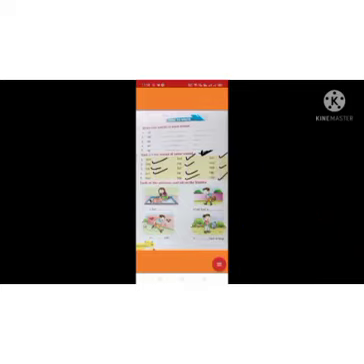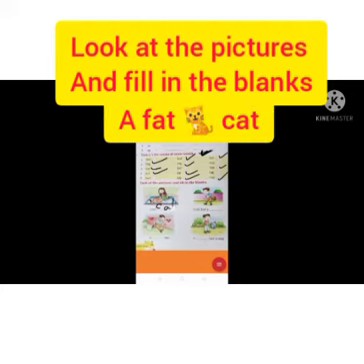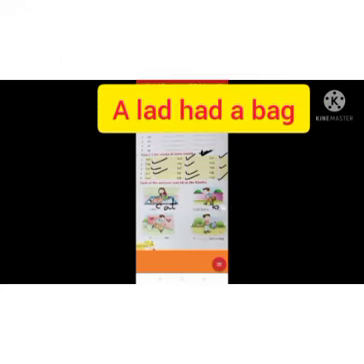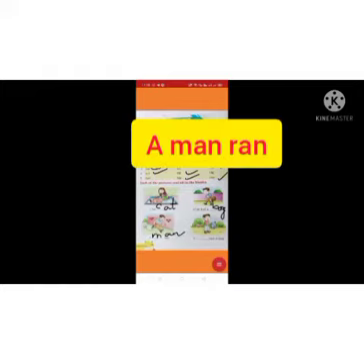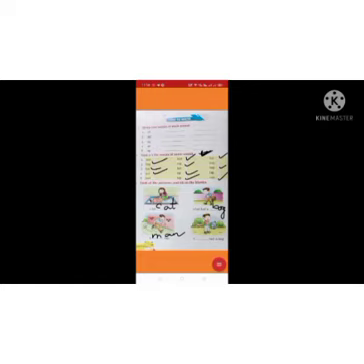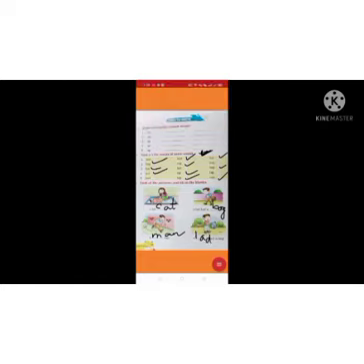Now look at the pictures and fill in the blanks. A fat, we can write cat. A lad had a bag. B-A-G. A dash ran. A man. M-A-N. A dash had a map, a lad, because lad means a boy, right? Here also we can see lad. So a lad had a map.